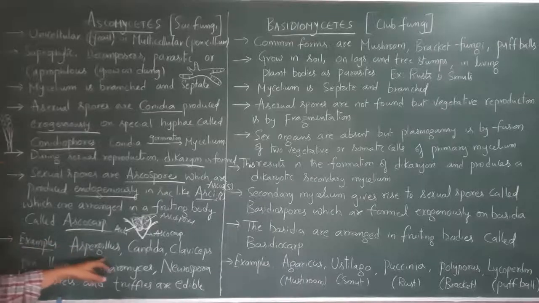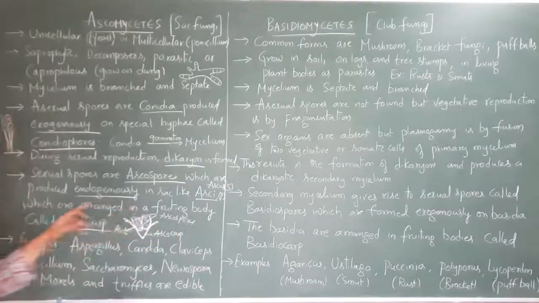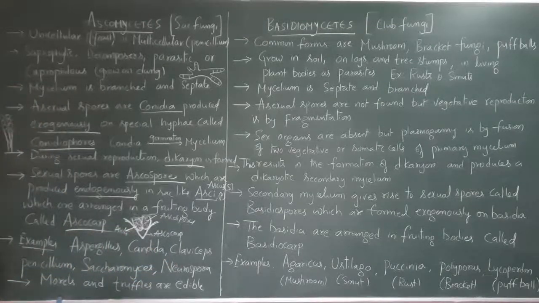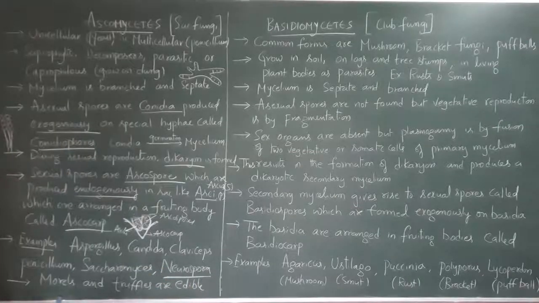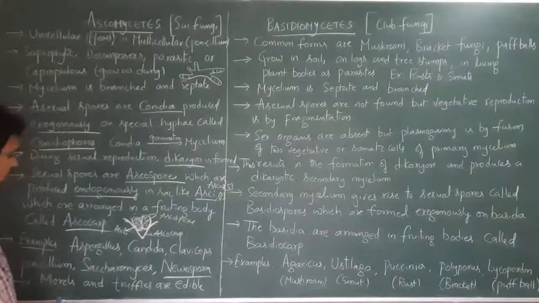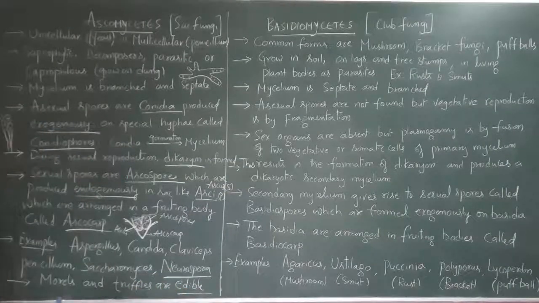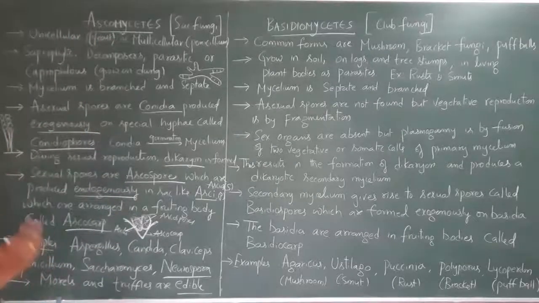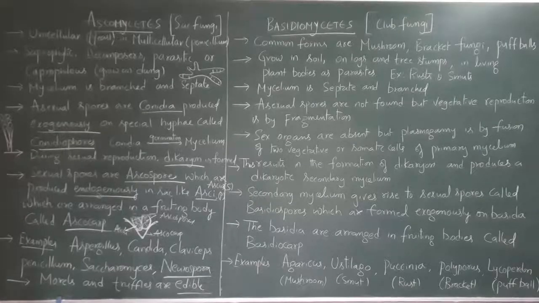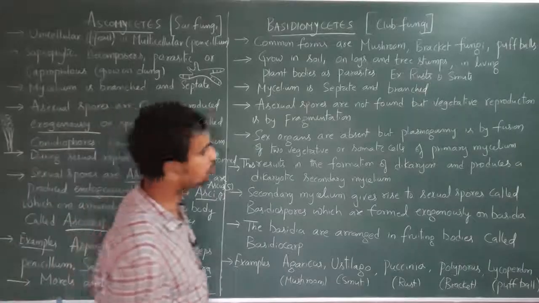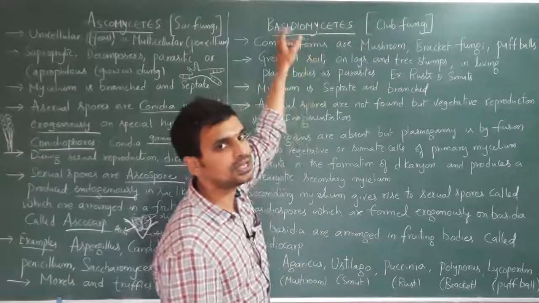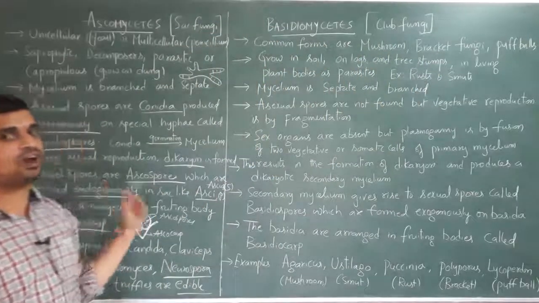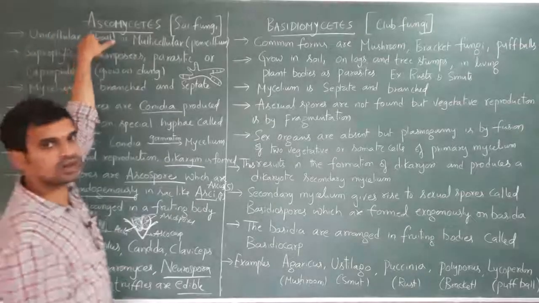So examples: Aspergillus, Candida, Claviceps, Saccharomyces, Penicillium, Neurospora. These are the examples of ascomycetes. Neurospora is widely used in biochemical and genetic studies. Next, morels and truffles are edible, that is eatable. Morels and truffles come under ascomycetes. So this is about ascomycetes. Now coming to the basidiomycetes. The members of the basidiomycetes are usually called club fungi. Phycomycetes members are called algal fungi. Ascomycetes members are called sac fungi.